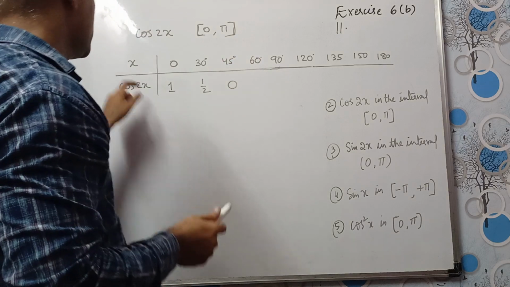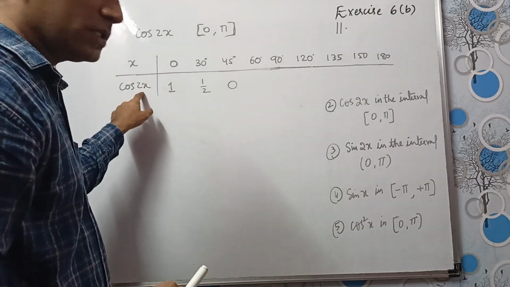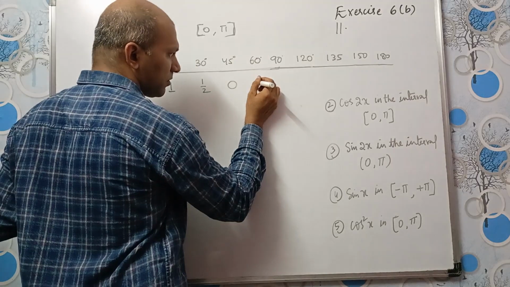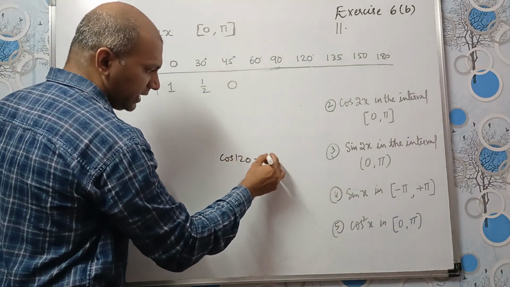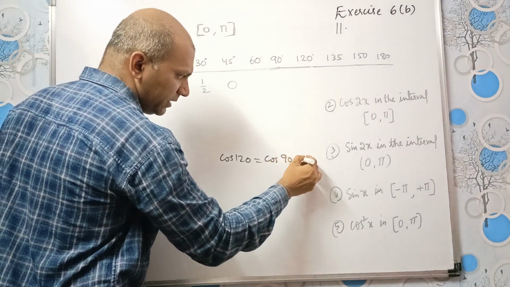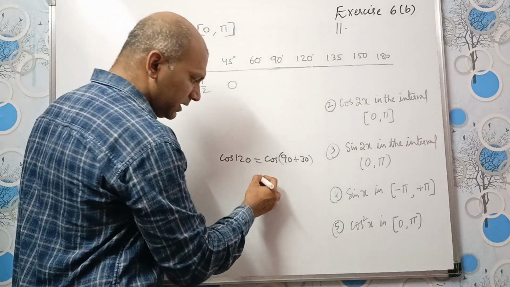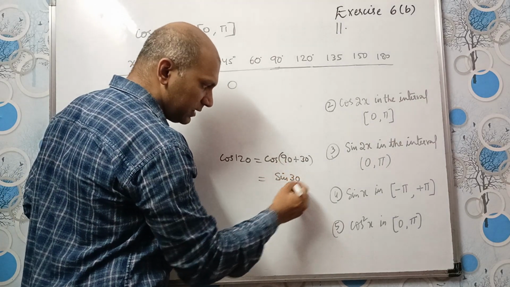Alright, I hope you are understanding. X is how much now? 60. So cos 2 into 60, cos 120. Right? Cos 120 is minus 1 by 2. See, cos 120, we can write it as cos 90 plus 30. Okay, what is cos 90 plus 30? Cos will change to sin at 90, right? So it will be sin 30.